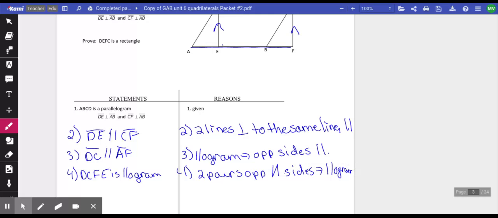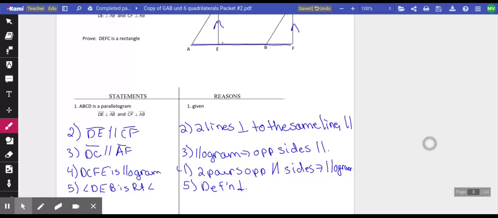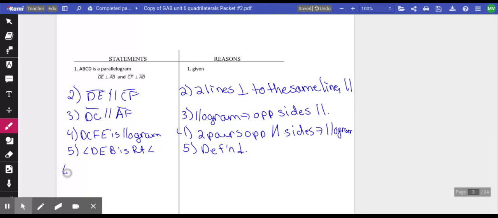Now to say that it's a rectangle, I really only need to show that there's a right angle. Well, I know that I have perpendicular, so that means the angle DEB is a right angle. And that's definition of perpendicular. And therefore, I know it's a rectangle. So I can say DCFE is a rectangle. That's parallelogram with a right angle.